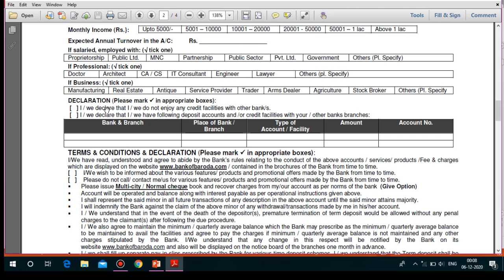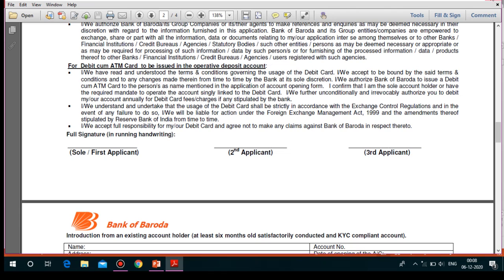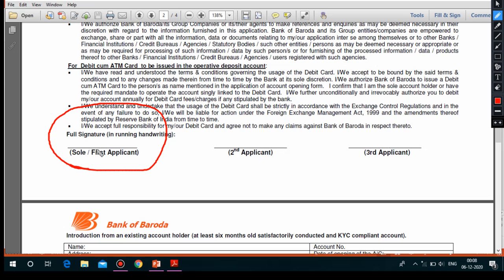Then there is a declaration, then you have to tick mark. Read the terms and conditions, and the self declaration is there in the form. Then your signature is important. Here you are going to sign. Whatever signature you sign on the account opening form will be maintained as a record by the bank. And if it is a joint account, then the second applicant and the third applicant have to sign as well.